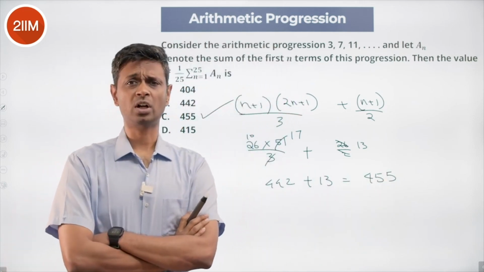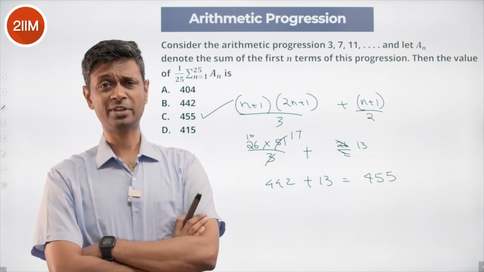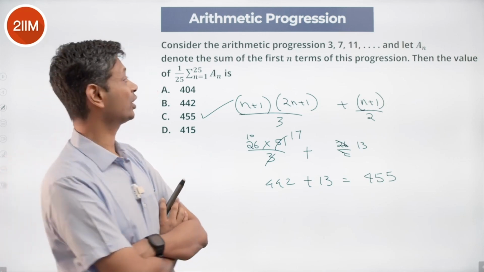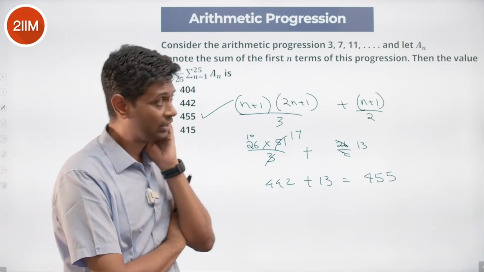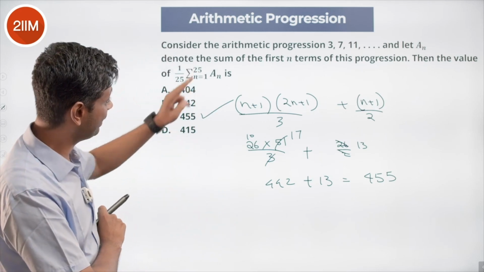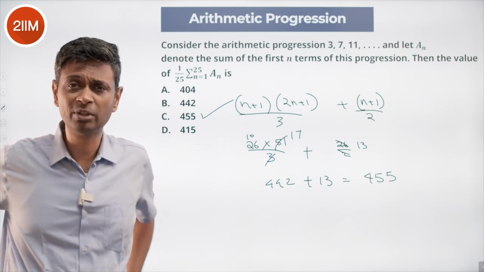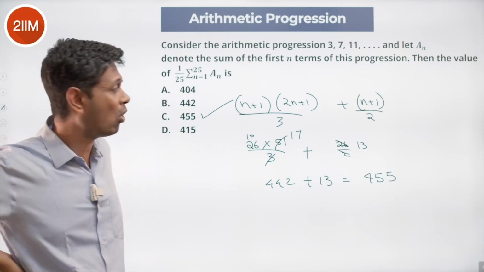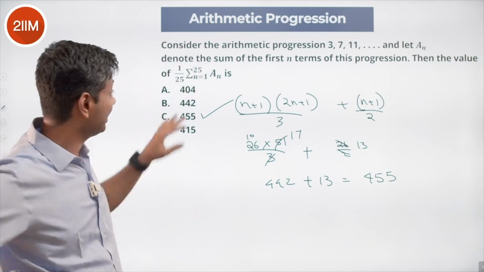Just pure unadulterated raw brute force. I tried to do it by a more elegant method. I didn't get anywhere. I thought I'll do 3 plus 7, 3 plus 7 plus 11, 3 plus 7 plus 11 plus 15, all of that. So I do sigma 1 to 25 a n. My first term gets added 25 times, second term gets added 24 times, third term gets added 23 times, all the way to the 25th term, which just gets added 1 time. And then I divide by 25.